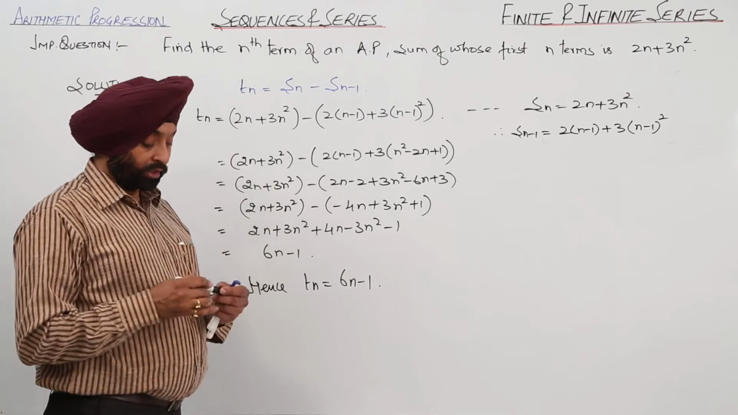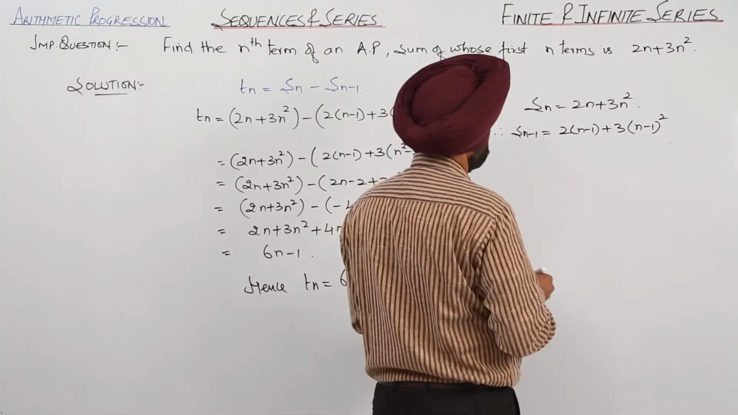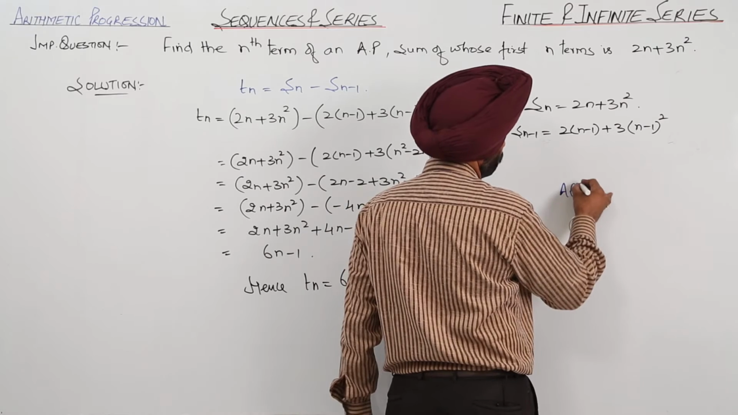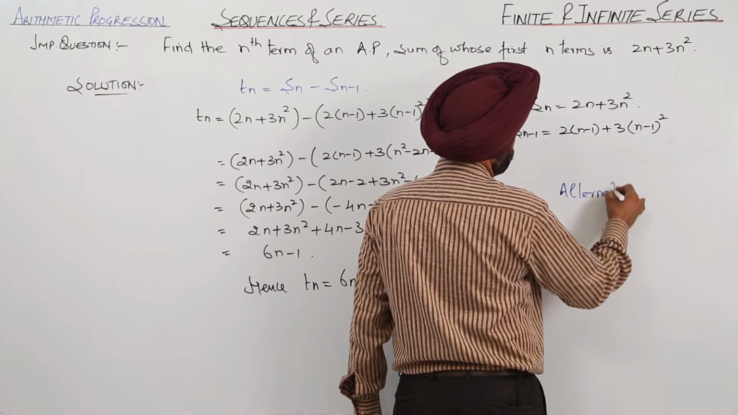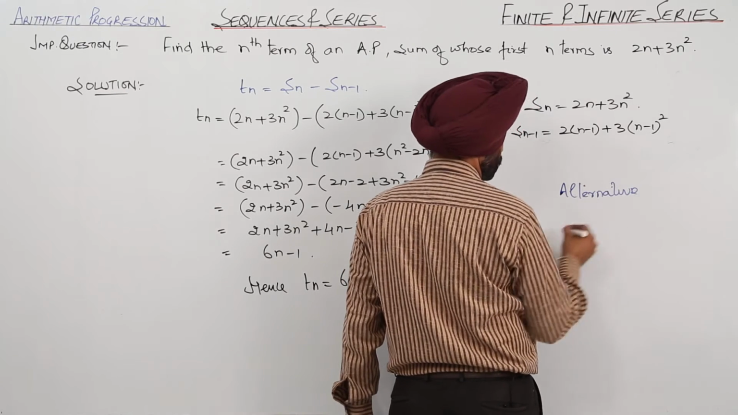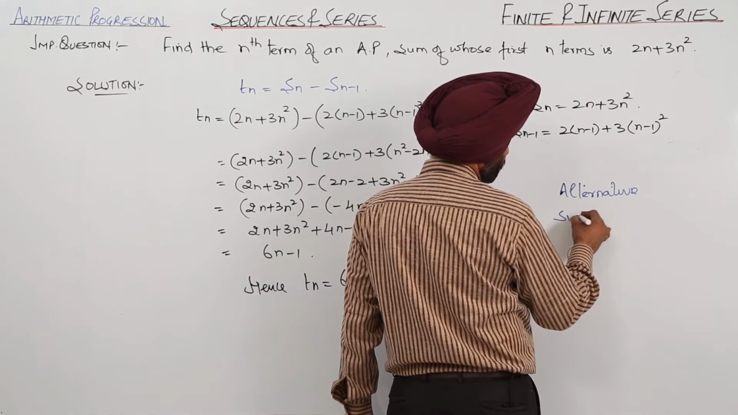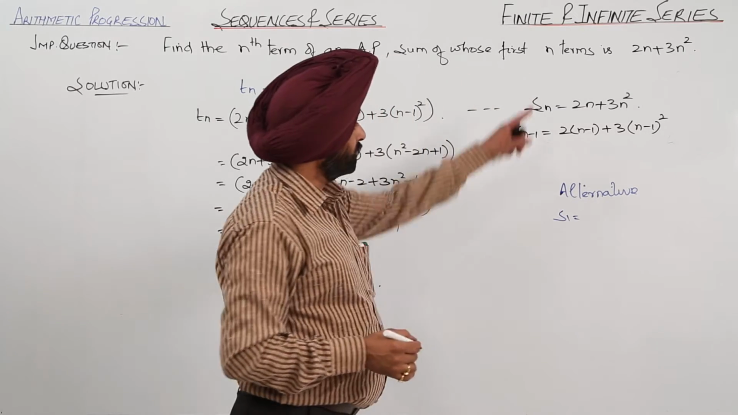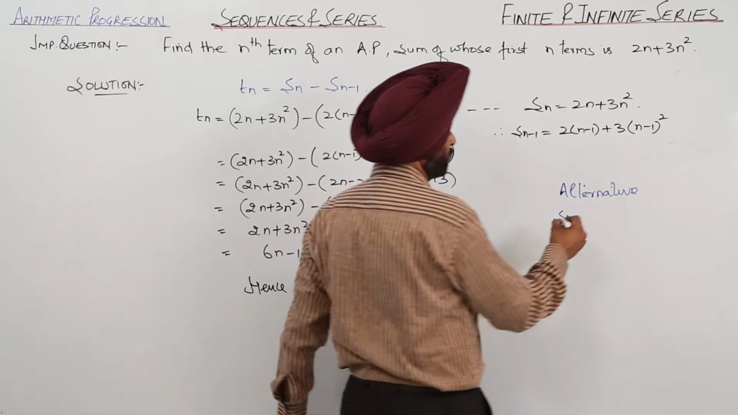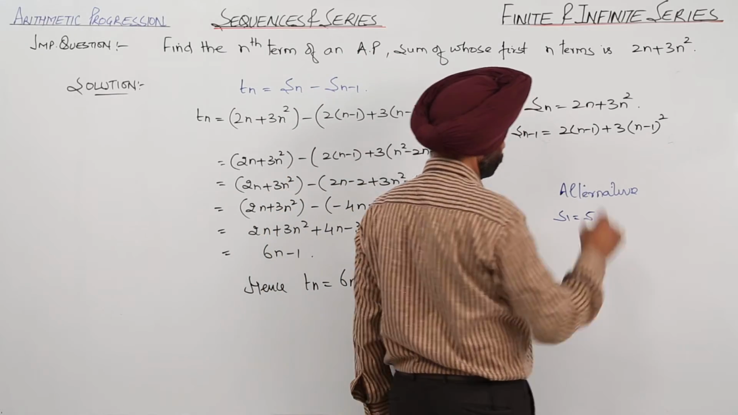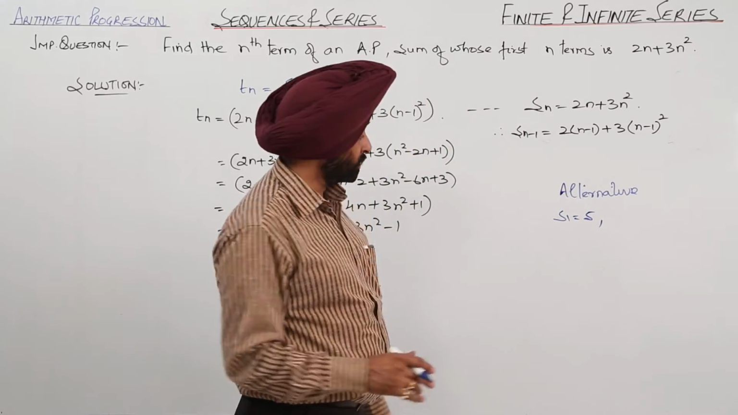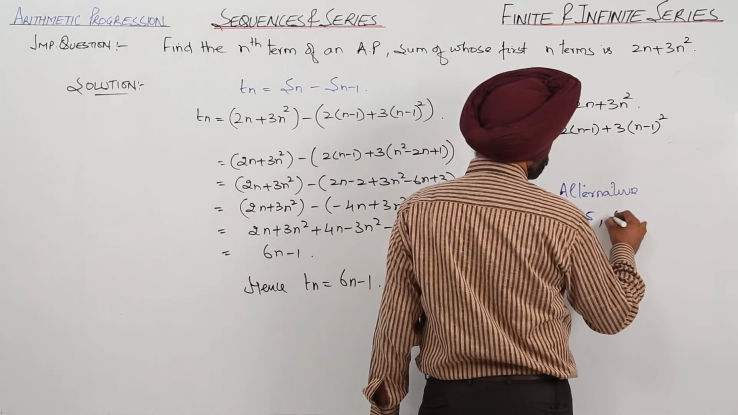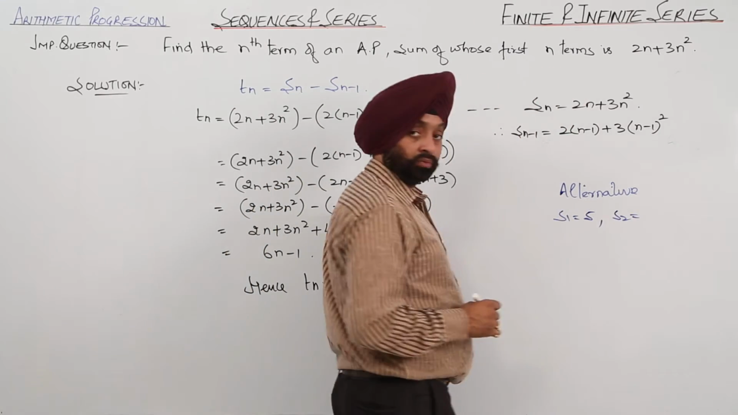Now what alternatively can we do? Alternative method. If we put n is equal to 1 in this part, what are we having? We are getting S1 is 5, putting n is equal to 1. Putting n is equal to 2, S2, what are you getting?